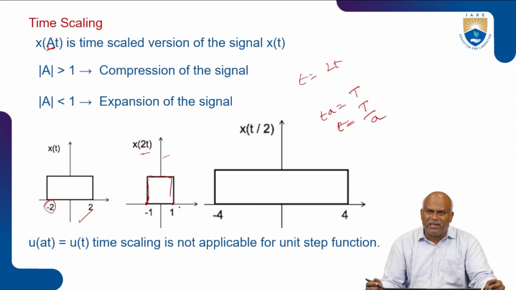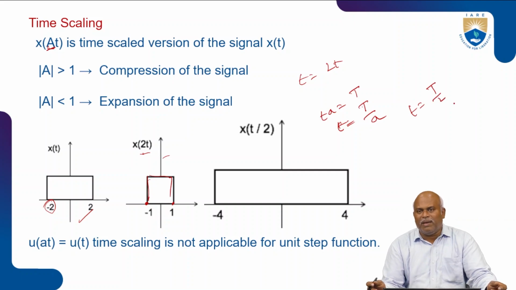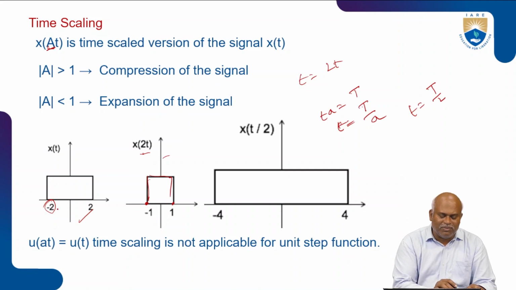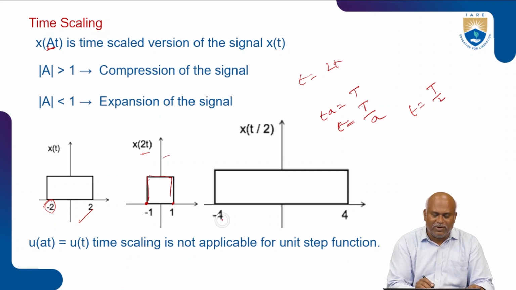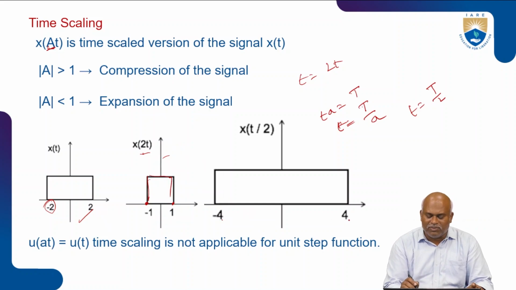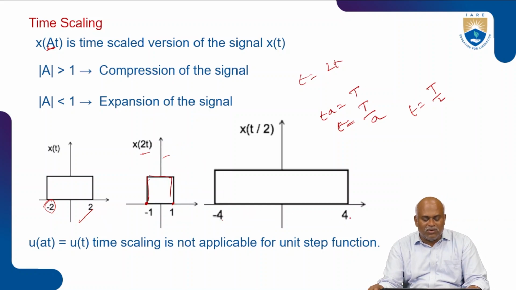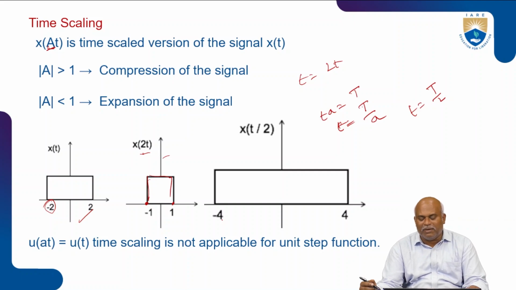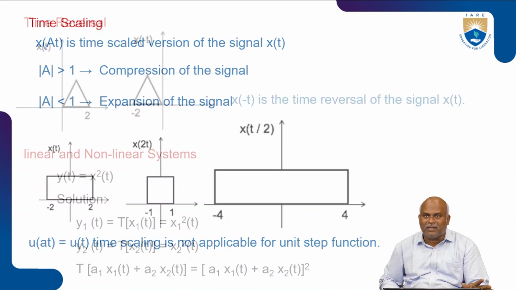Now the next case, what are we doing? We take t equal to t by 2. Then what will happen? The time is getting to increase for the signal. So minus 2 is going to shift to 4, then plus 2 shifts to 4. So now u of a of t is not possible to equal u of t. That means time scaling is not applicable for the unit step function.